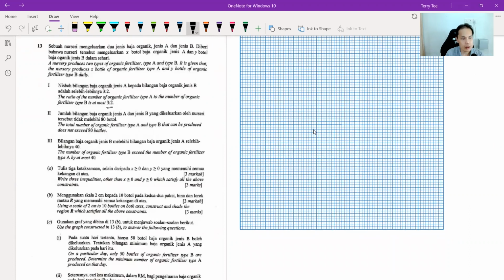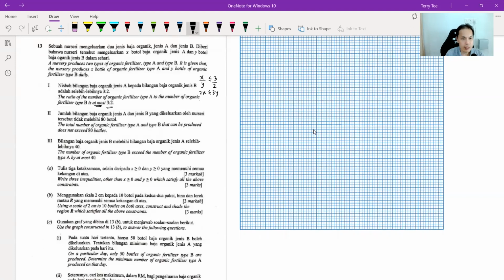So I'm going to write the inequality here because part A, we need to write these 3 inequalities. I think we can just write here directly. We know that organic fertilizer A is x, B is y. So the ratio is at most. Now, at most means maximum. Maximum, we write less than or equal to 3/2. Now let's cross multiply. We can write 2x less than or equal to 3y.